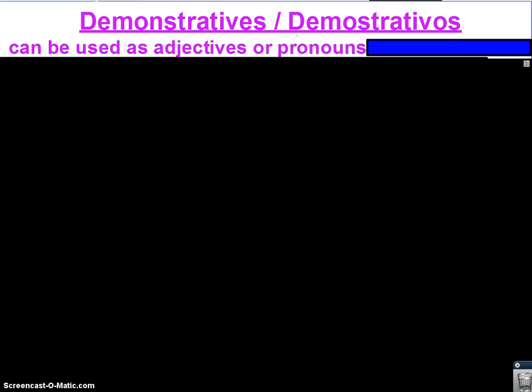Bueno, clase, vamos a hablar sobre demostrativos. That's how you say demonstratives in Spanish. This word here is actually an English word, and we use it to demonstrate where things are. So demonstrative, to demonstrate, and that's the Spanish word. So go ahead and write that down, and these can be used as adjectives or pronouns.